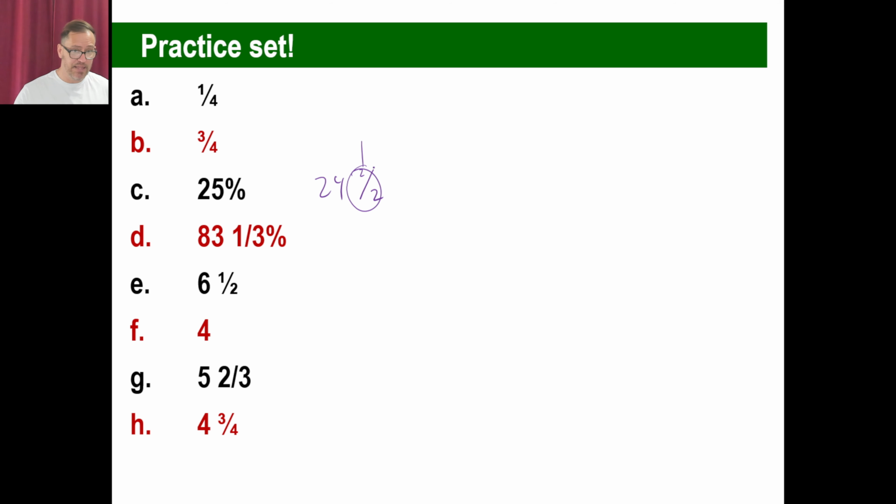For D, 83 and 1/3. Now that's interesting. You would have got 82 and then 4/3. You probably ended up with that at first. But don't forget, every fraction is a division. 4 divided by 3 is the same thing as 1 and 1/3, right? So you do that instead. Well, 82 plus 1 is 83 and 1/3. There you go. All right.